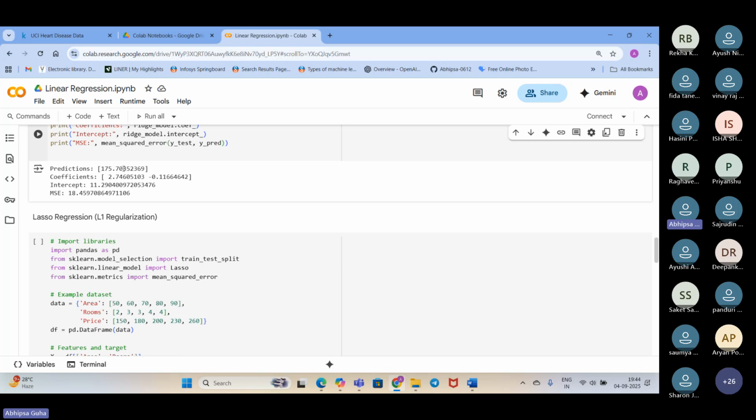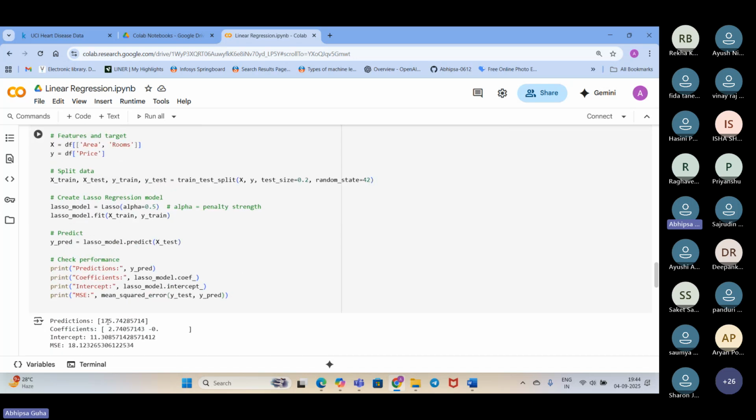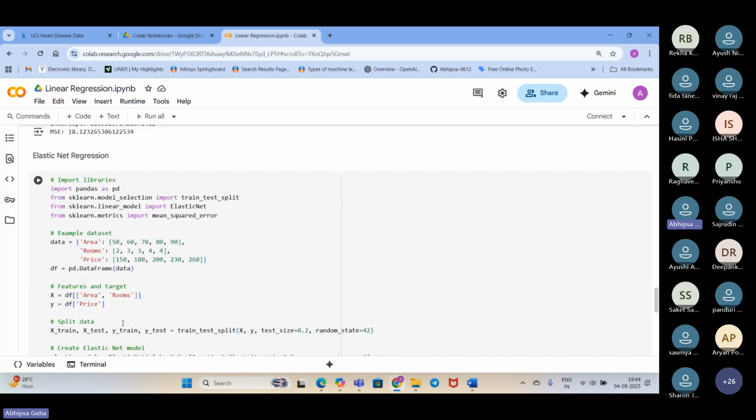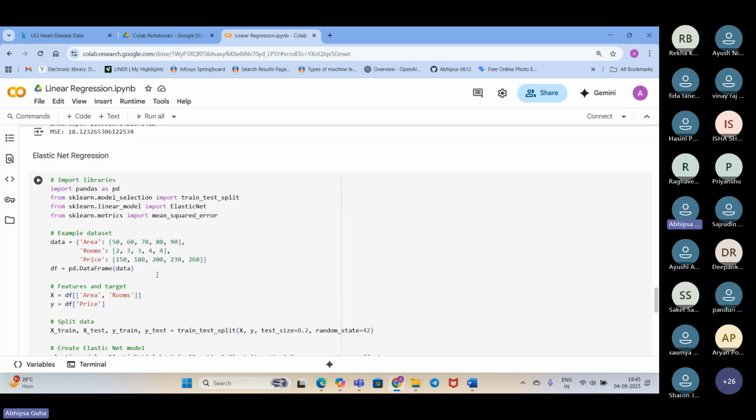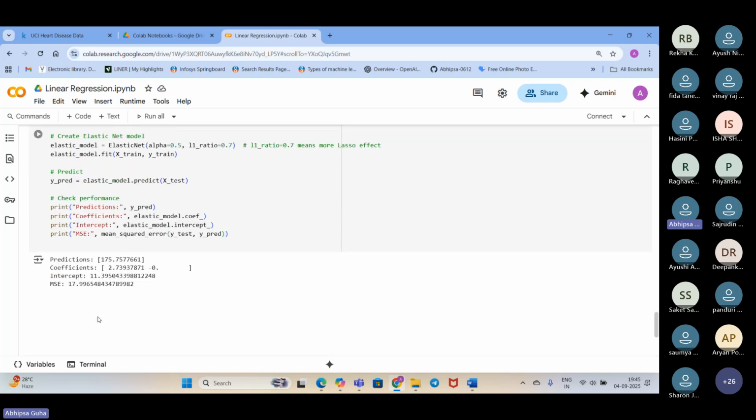175.70 for Ridge. Next, in case of Lasso, 175.74, so 0.04, it has gone better. In case of Elastic Net, it has gone better by 0.05. At least a bit it has improved, but the MSE has changed quite a bit, because here it was 18, and here it was 17.9.